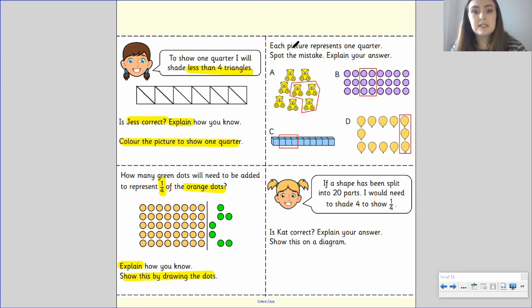The next question says, each picture represents 1/4. Spot the mistake and explain your answer. So you've got A, B, C, and D. Which one does not show 1/4? And the last question says, if a shape has been split into 20 parts, I would need to shade 4 to show 1/4. Is Cat correct? Explain your answer and then show this on a diagram. So you need to draw it out.